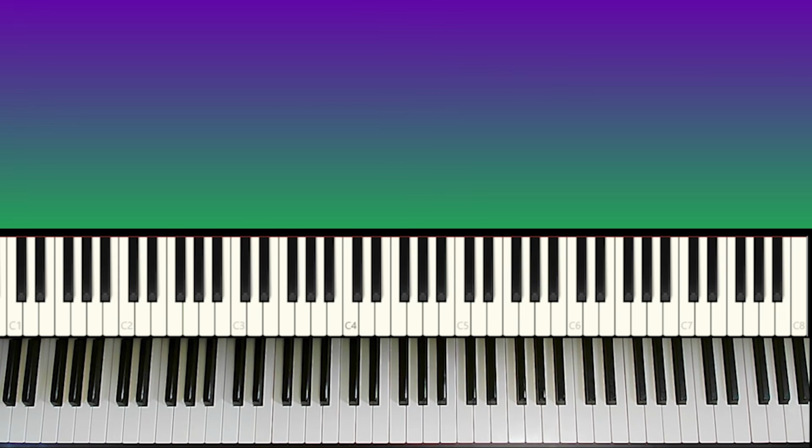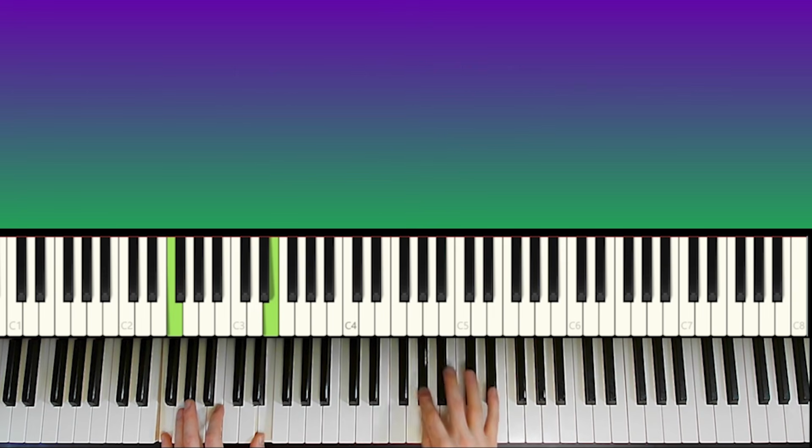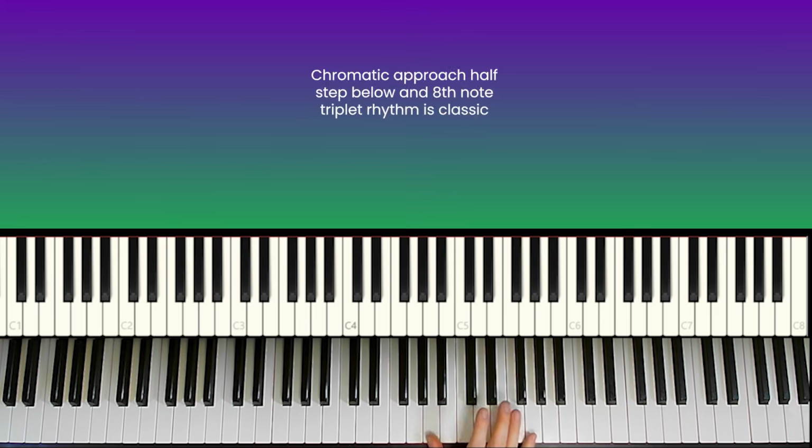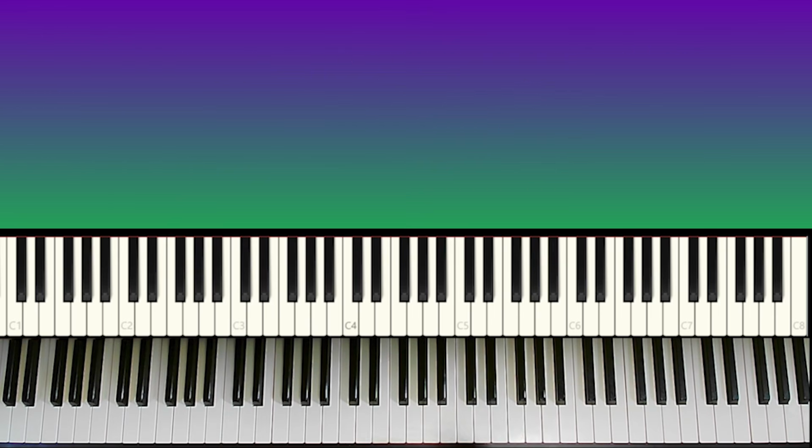Now in bebop playing, a lot of this is going to come from arpeggios. And arpeggios are powerful because they quickly outline the chord tones. And you can approach them in a more straight up way like this. So there I did a chromatic approach, 3, 5, 7, 9. You can do an enclosure, for example.